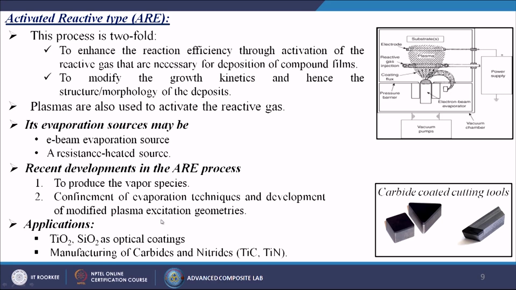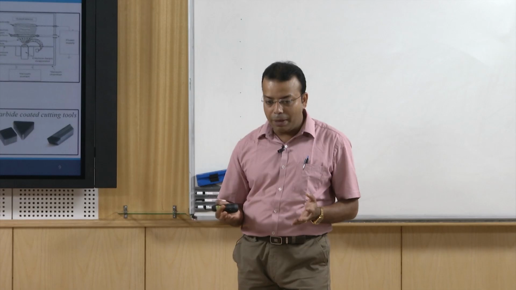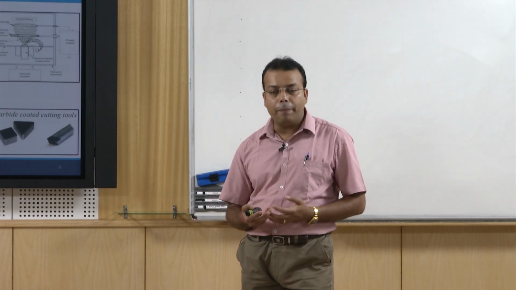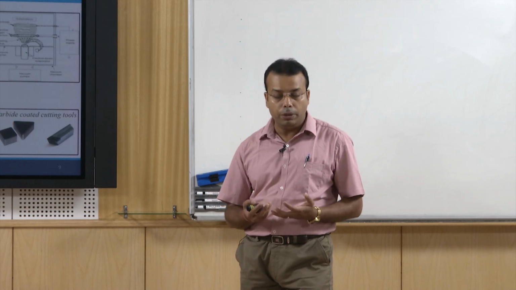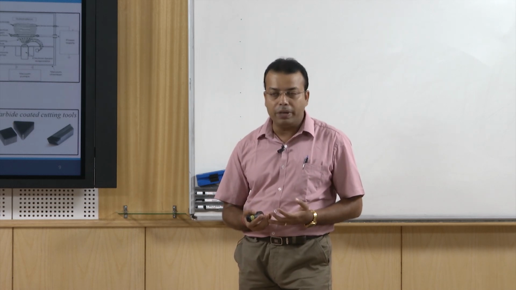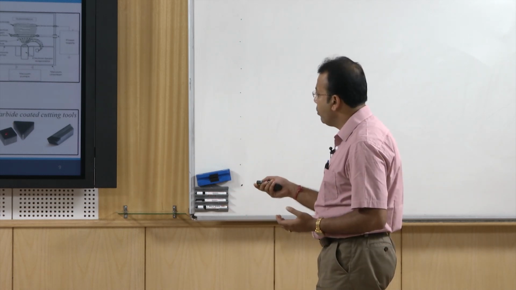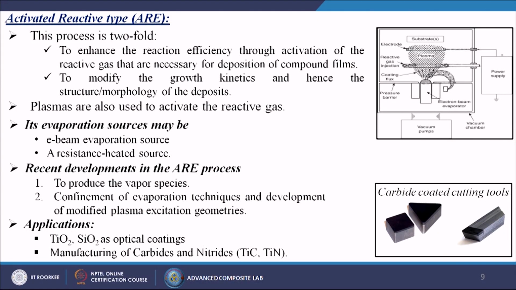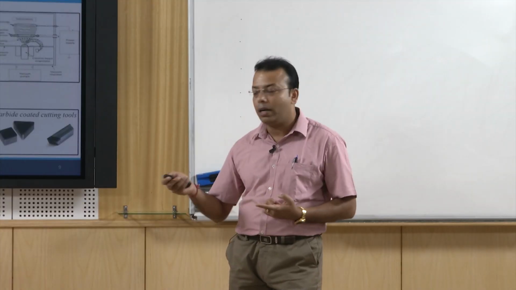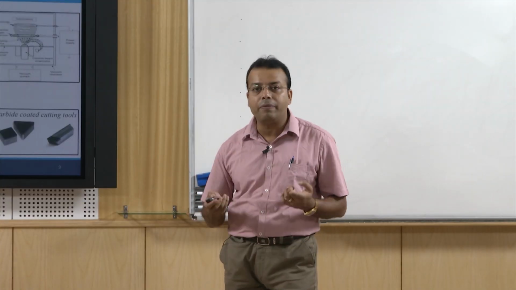What are the applications? We can make titanium dioxide and silicon dioxide as optical coatings, and manufacture carbides and nitrides, meaning titanium carbide and titanium nitride, which can be used for coating some kind of tool materials, or cutting tool materials. Here you can see some inserts we generally use for cutting tools, because as we know, if we want to make the cutting tool entirely from these kinds of materials, it will be very expensive.